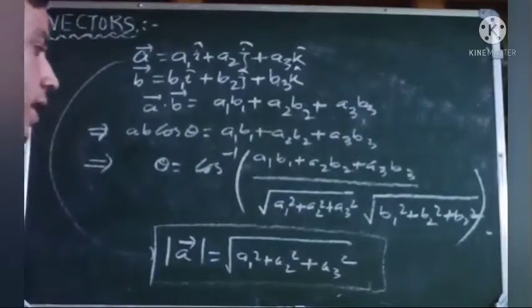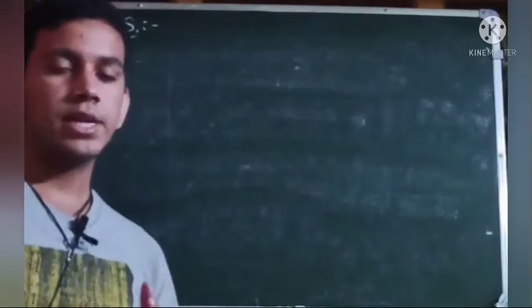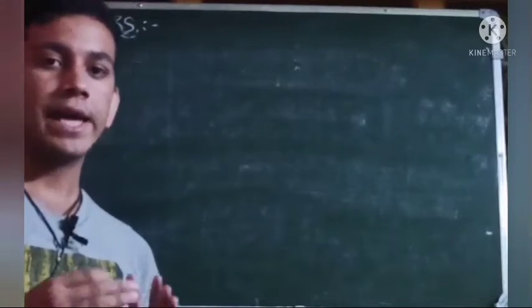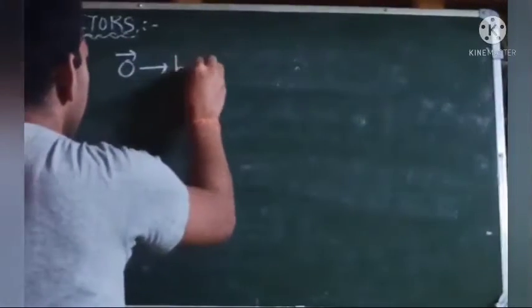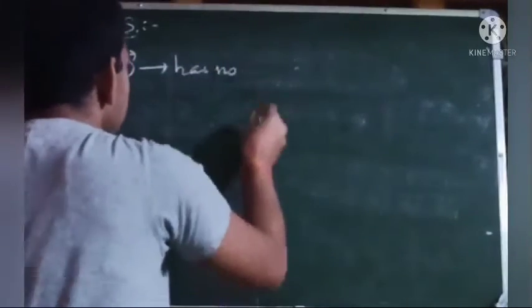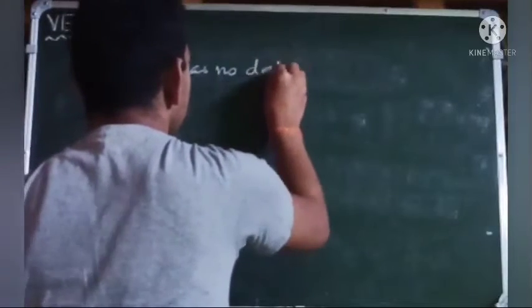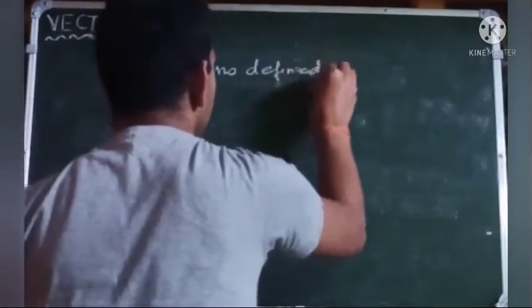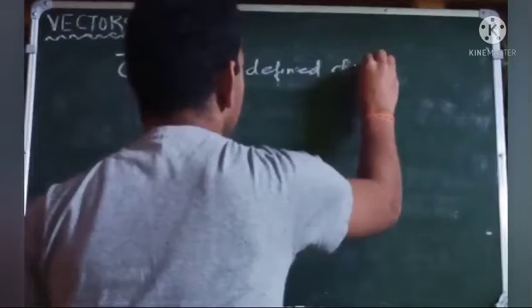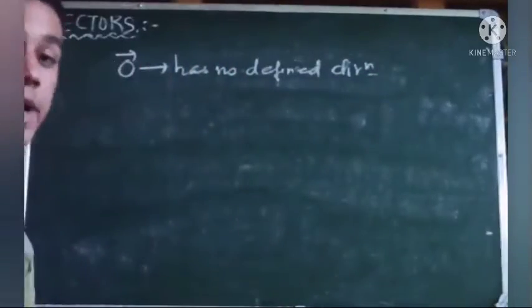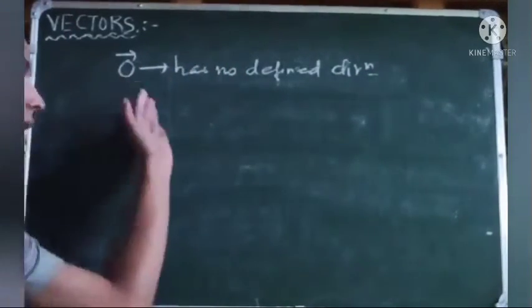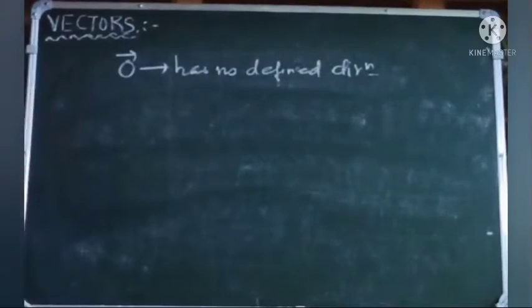This is a direct formula. We should note that the 0 vector is a vector having magnitude 0 and no defined direction. Therefore, we can write that the 0 vector has no defined direction. That means its direction is not defined.